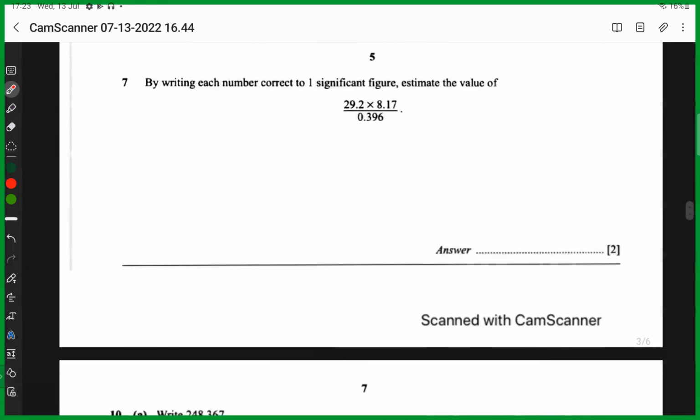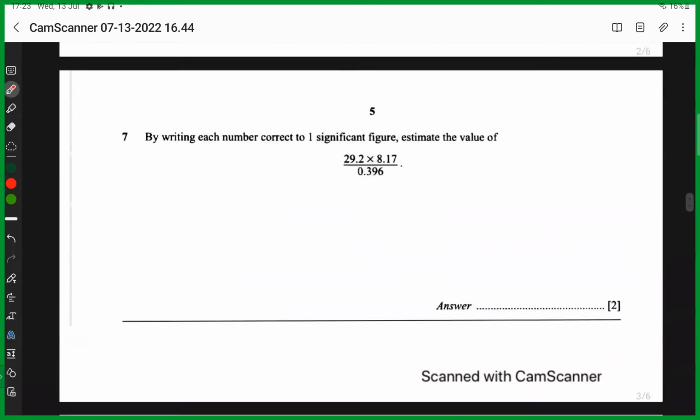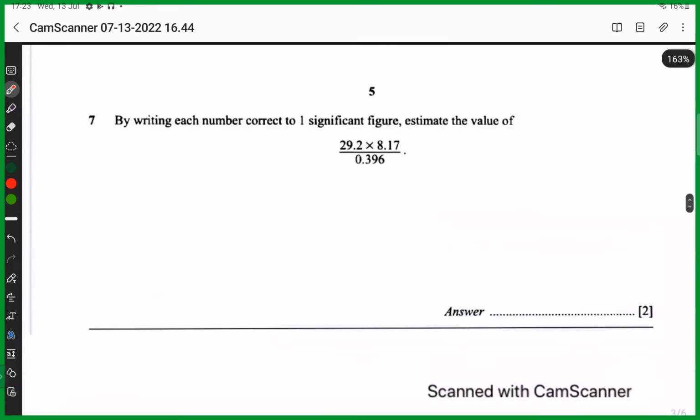Okay, let's talk about another question. Question number 7 from another past paper says, by writing each number correct to one significant figure. Now, this is what Ariba was saying. This time around, the examiner has clearly mentioned that you need to write down every number to one significant figure first and then estimate the value of this thing.